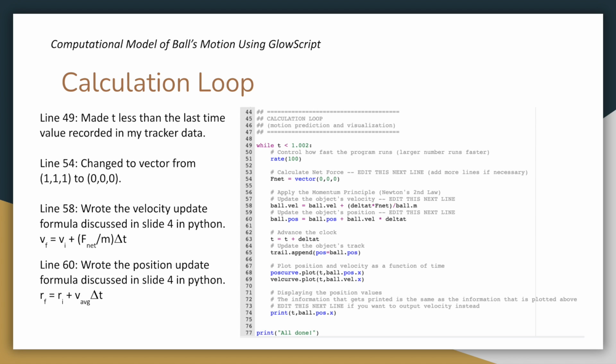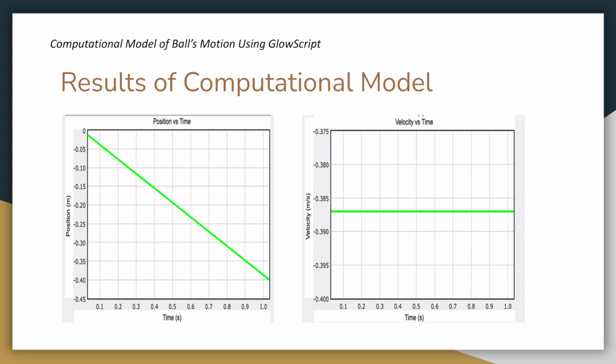In line 54, I changed the vector from 111 to the 0 vector. In line 58, I wrote the velocity update formula discussed in slide 4 in Python. In line 60, I wrote the position update formula discussed in slide 4 in Python. These are two graphs I obtained by running my computational model. Similar to the position versus time graph created in my Tracker video, this graph is also a negatively sloping graph. Unlike my Tracker graph that looks linear but is not technically linear, my computational graph gives an actual linear slope as shown by the straight horizontal line in the velocity versus time graph of the computational model.